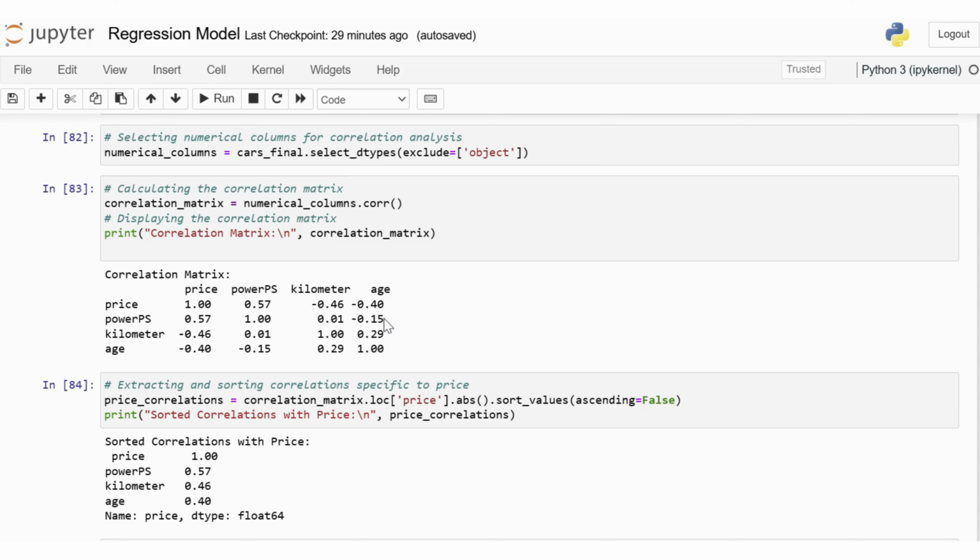And in the last, kilometer versus age, the correlation is 0.29, indicating that there is a weak positive correlation between the number of kilometers driven and the age of the car. Older cars tend to have higher mileage.